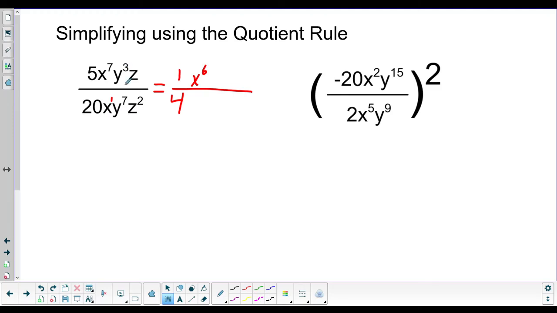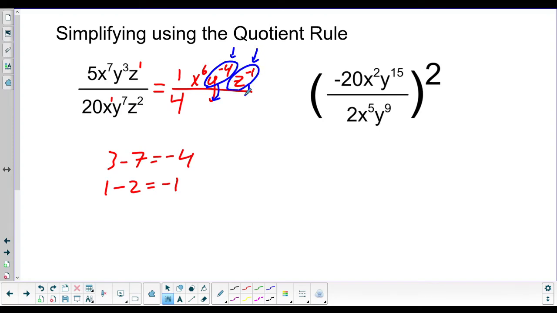Now we have 3 minus 7. That's negative 4. So we're going to have y to the negative 4th power, and we'll fix that in a second. And then the z has a 1. 1 minus 2 is negative 1. So we have z to the negative 1 power. Now, I just told you you can't have negative exponents here or here. So we need to move the y and its exponent to the other side of the fraction and make the exponent positive. And the same thing with the z.